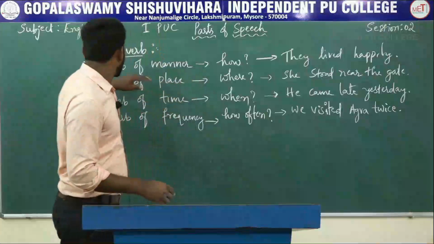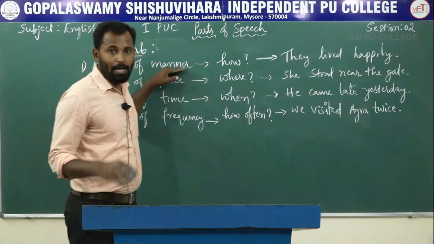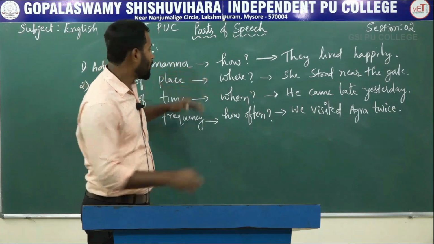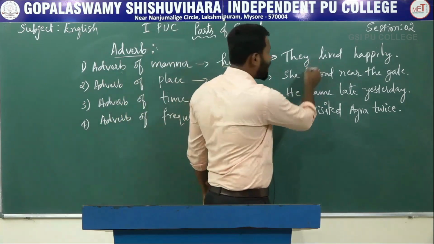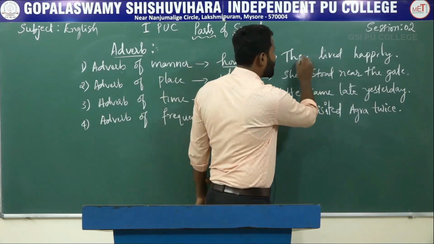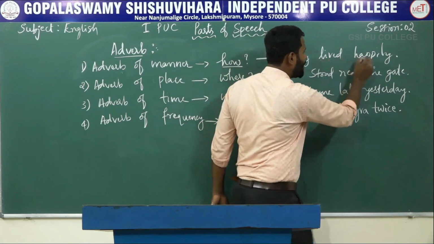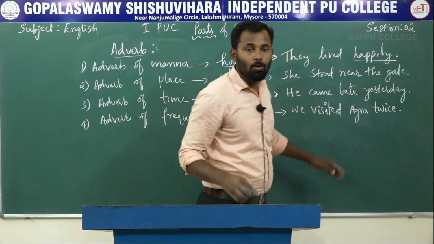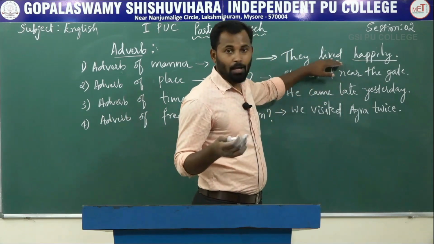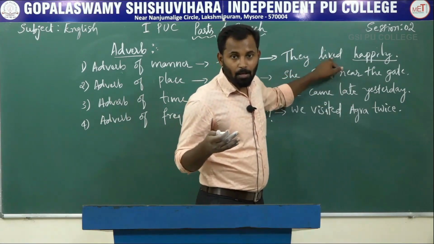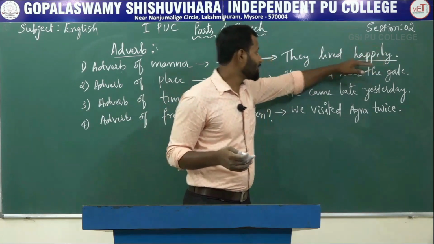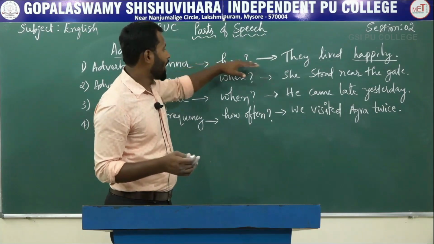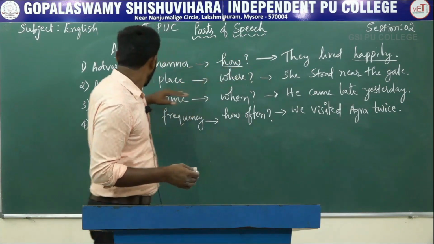So let us now see adverb of manner. I have already told you adverb of manner answers the question how. Here you have an example: They lived happily. Now you can ask a question: how did they live? For your question, they lived happily is the answer. Thus, the adverb of manner answers the question how.